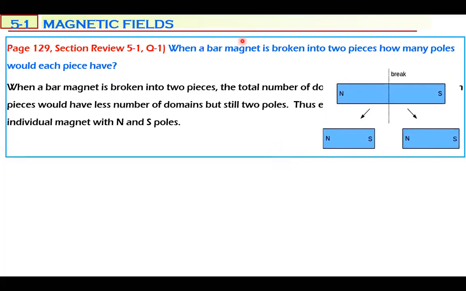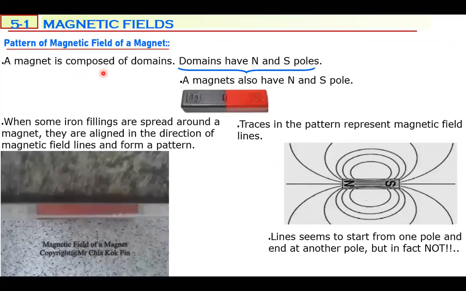Now we are going to talk about and show the pattern of the magnetic field around a magnet. How do they form? A magnet is composed of domains. We know the domains have an N pole and an S pole. A magnet also has an N pole and an S pole, just like a domain. So when some iron filings are spread around the magnet, they are aligned in the direction of the magnetic field lines and form patterns. Here is, I think, a movie about how magnetic irons are aligned around the magnet.